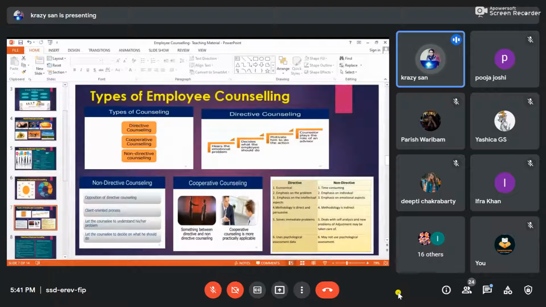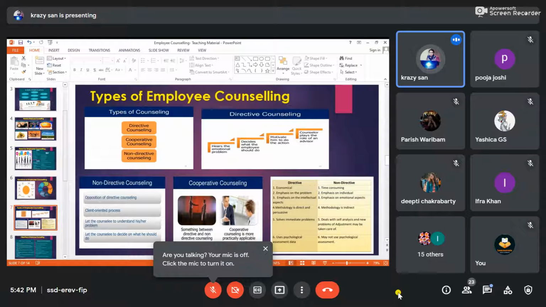Such counseling requires some amount of training and time to practice. The cooperative counselor provides the employee his own knowledge and insight and discusses the situation from a broad organizational perspective. It requires an appropriate practicing manager to help resolve the day-to-day emotional problems of their employees. So what you understand is that in directive, the counselor listens, hears out your problems, helps you to decide, and even motivates you to take the actions, right? In non-directive, it is opposite to the directive, right?